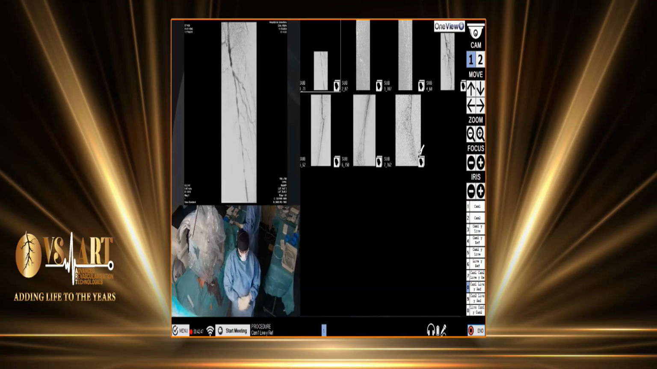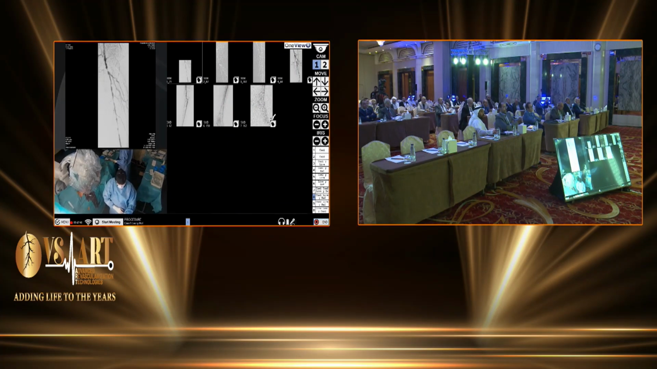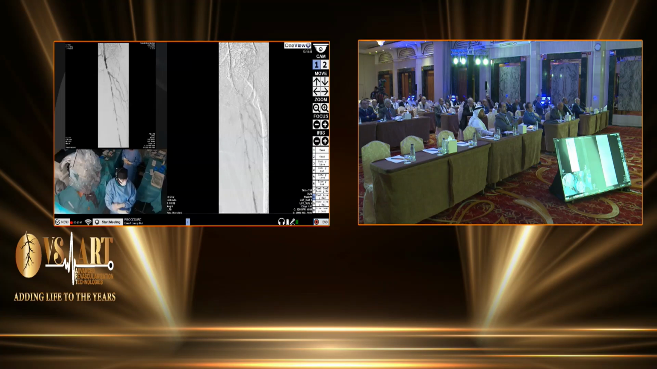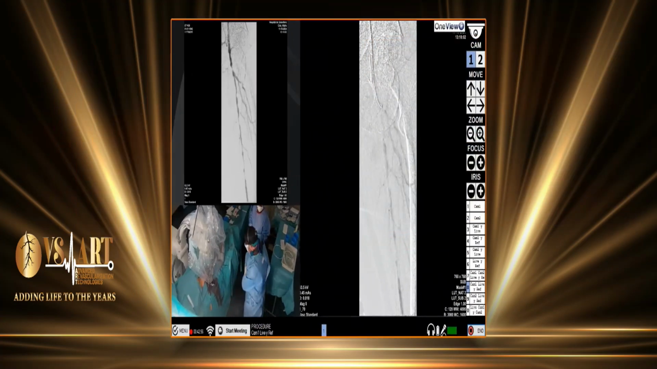Can you see the screen? Yeah, okay. This is the live case today. It's a Rutherford 5 female with dry gangrene in the first toe of the left foot. We are performing a crossover approach using a destination sheath, and this is the basal angio in the FemPop area. You can see critical stenosis, pre-bifurcation, the profunda and the common and the superficial, a diffuse tight stenosis in the first part of the SFA.